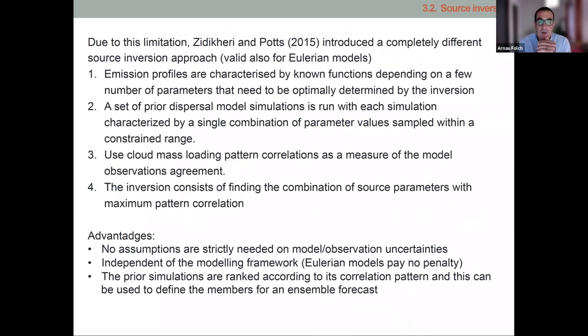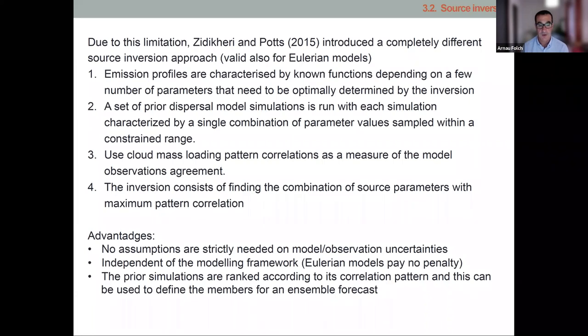And because of these limitations for applying this Bayesian formulation in Eulerian formulations, some authors introduced a very different source inversion approach that is valid also for Eulerian models, and that does not rely on the Bayesian formulation, no? And here the idea is, okay, we could characterize this emission profile by means of some known functions that depend on parameters, and we can run an ensemble of runs, and then try to find pattern correlations as a measure of the model observations agreement. So here in this approach, the inversion essentially consists of finding which combination of these source parameters has the maximum pattern correlation with the images.